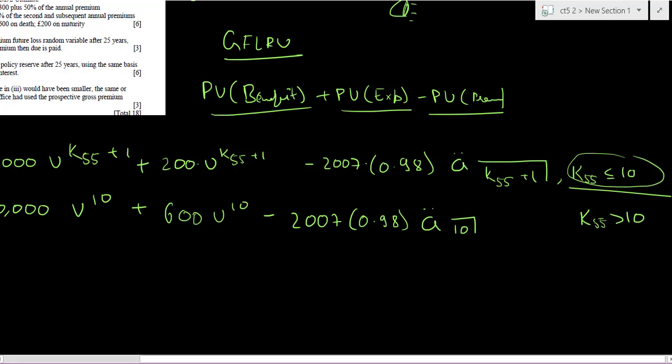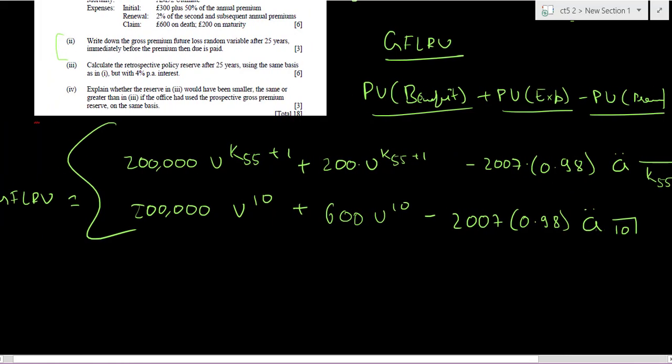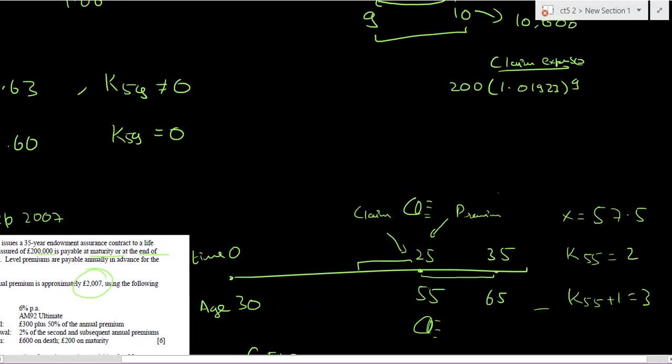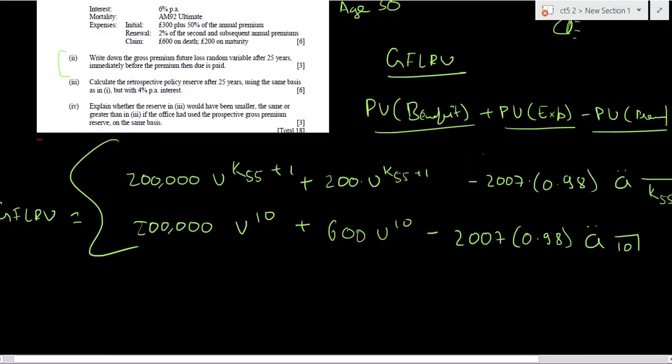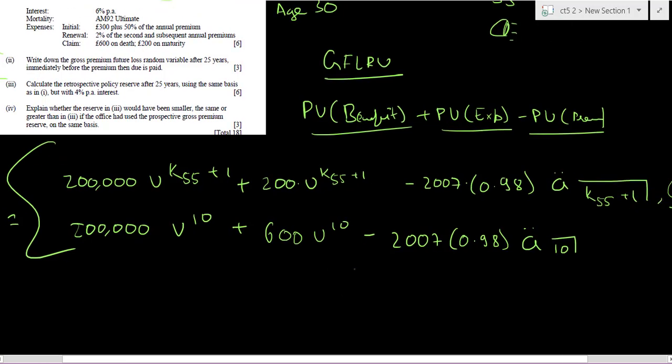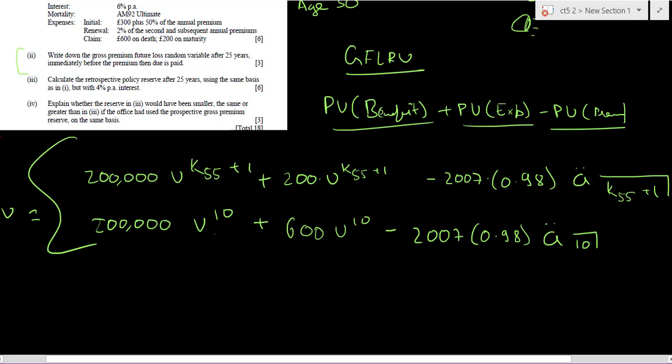The second case is if he does not die, that is K55 is greater than 10, then there would be a maturity benefit exactly at time 10, that is exactly at age 65. One thing you must notice is that here we are not taking into account any past benefits, only the future benefit is what we are taking into account. So the past benefit does not matter here, only the future benefit. So my benefit in this case would become only a maturity benefit of 200,000, that is discounted with v to the power of 10, because exactly at time 10 this maturity benefit would be paid.